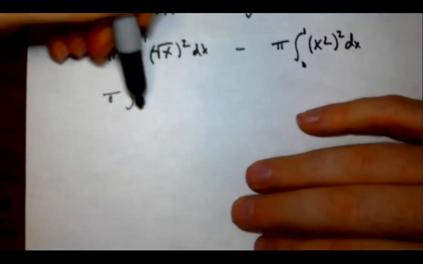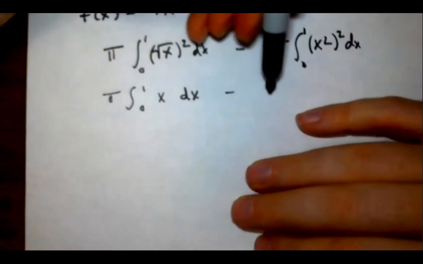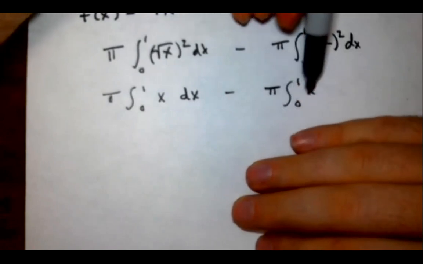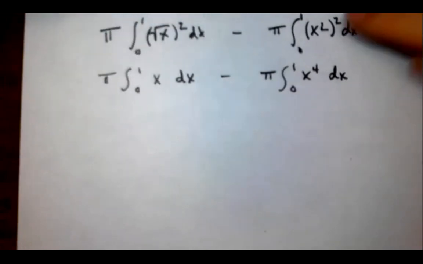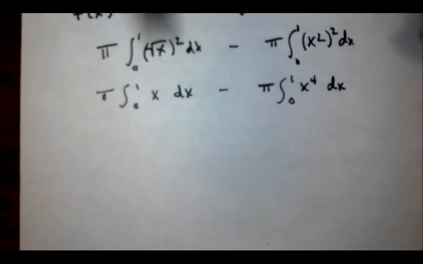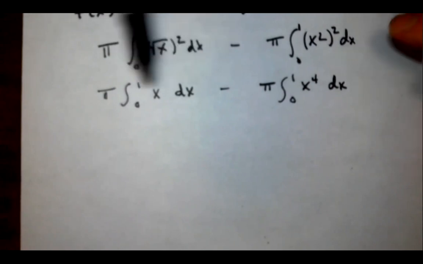Okay, so if we square both of these, now we've got pi integral from 0 to 1 of x, minus pi integral from 0 to 1 of x to the fourth. Okay, you've got some options at this point. Now you have to square these before you squish them together. You'll hear me say this a lot with this problem. I don't know, it's just the phrase we came up with.